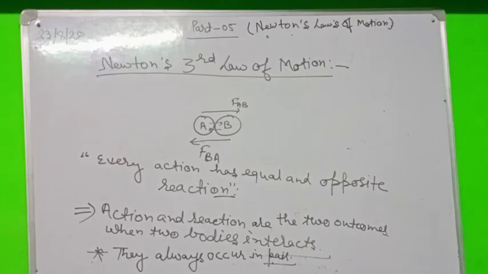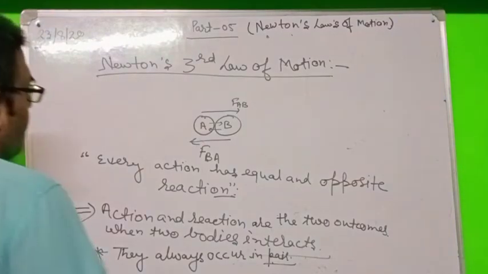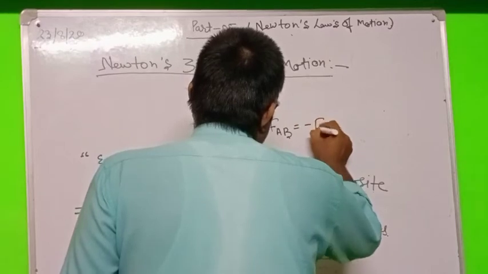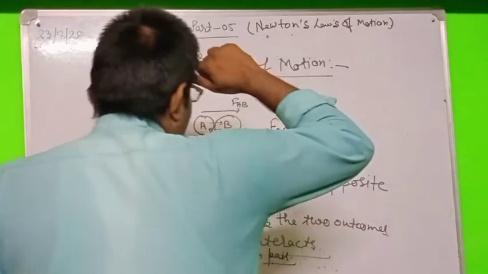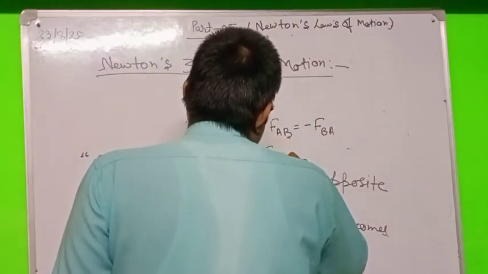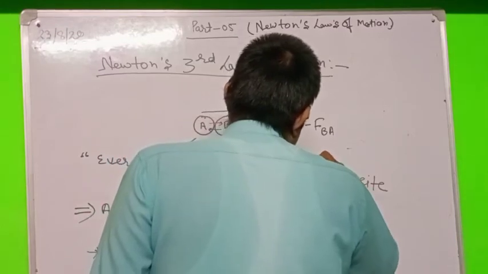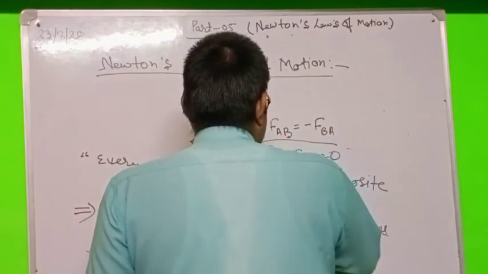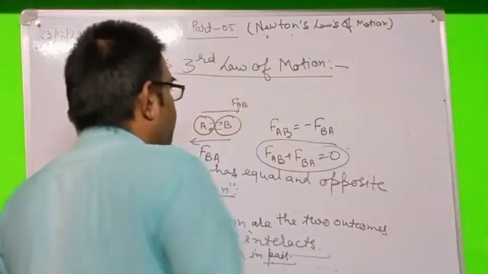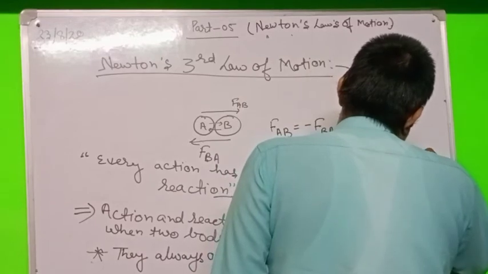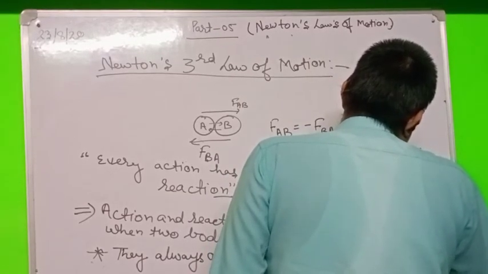Some important implications about Newton's third law of motion. We can write this force FAB is equal to minus FBA, or you can say that the net force, FAB plus FBA, is equal to 0. It means that under the action and reaction, the body is in equilibrium.